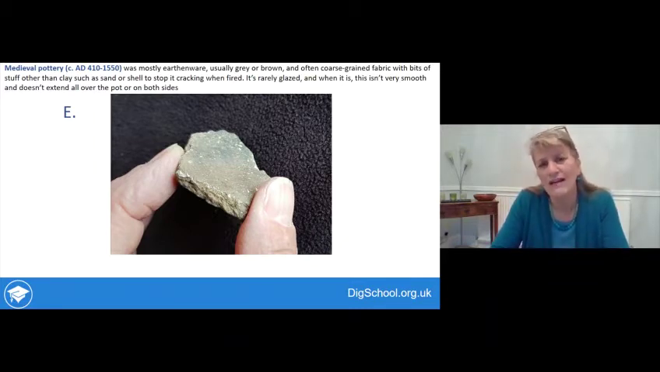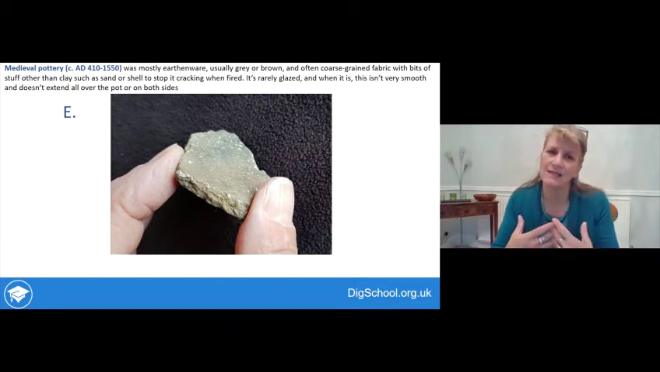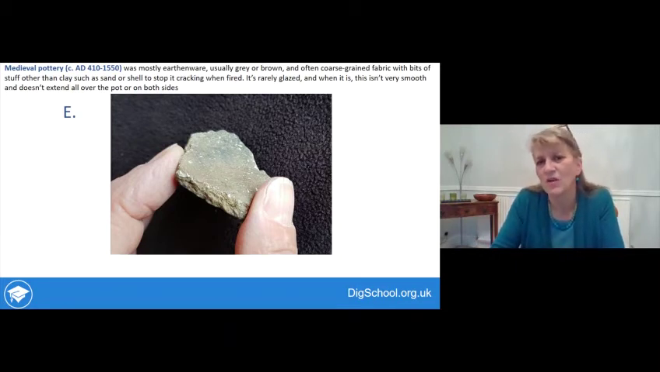Fabric's usually quite coarse-grained, much coarser-grained than the Roman pottery, and sometimes there's other bits like sand or shell that was put in it to stop it cracking. Generally, if there is a glaze, it doesn't extend on both sides of the pottery, just on one side.